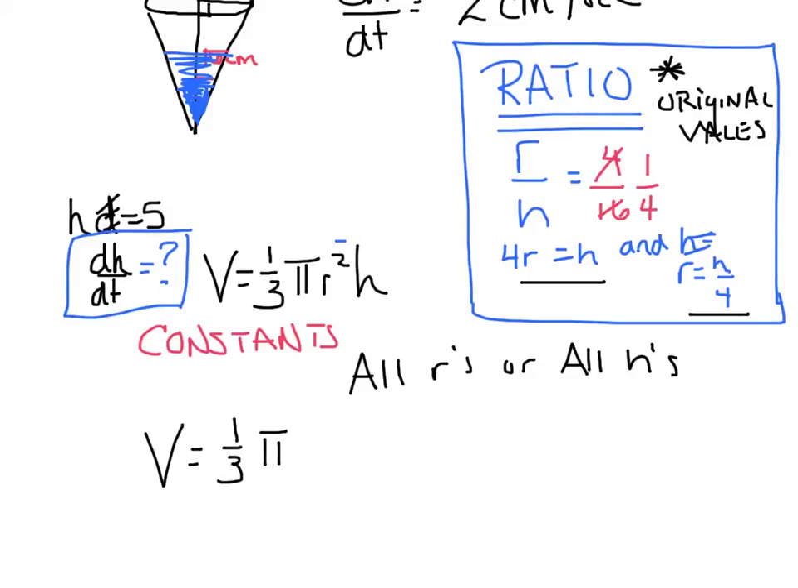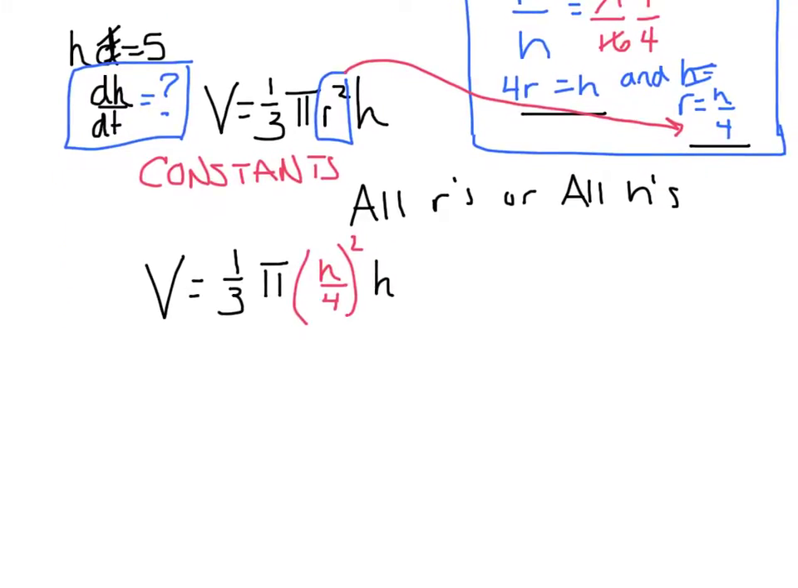I want to get rid of this r, so to do that, I'm just going to use the ratio I wrote for r and substitute in h over 4. Now because that was r squared, I need to say that's (h over 4) squared, and then times the other h. Now, I just want you to notice we have not done any calculus. This is all simple algebra stuff you actually should have done in geometry.